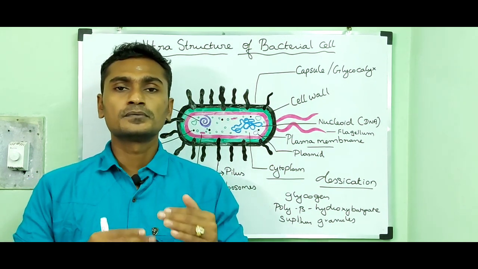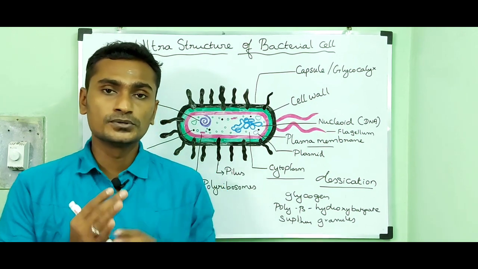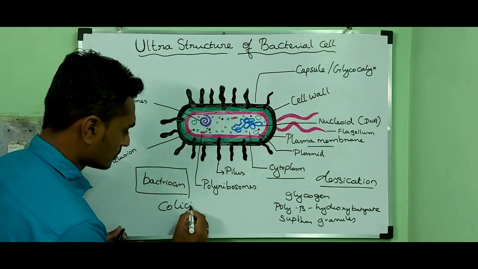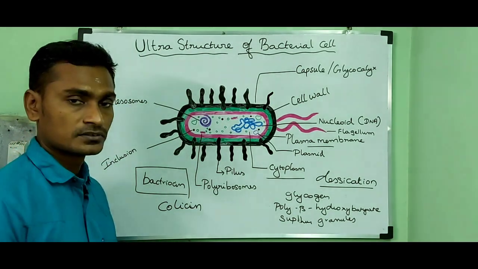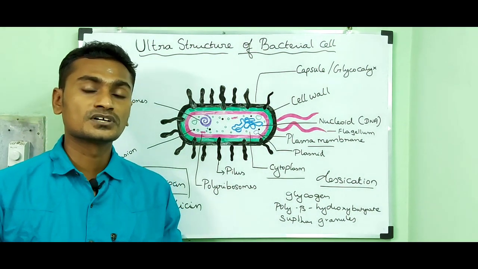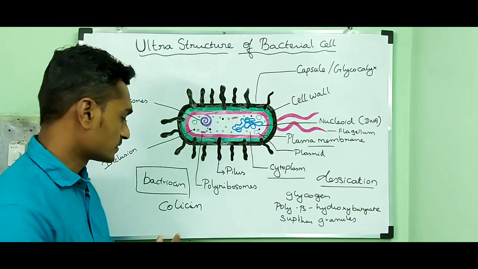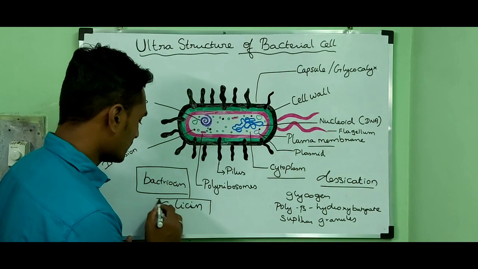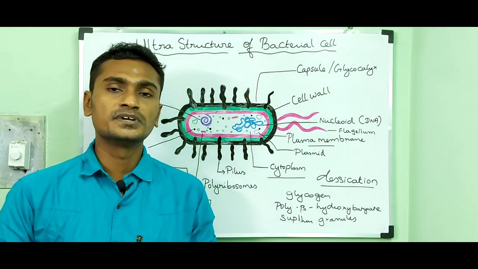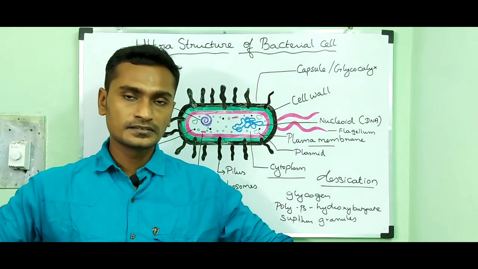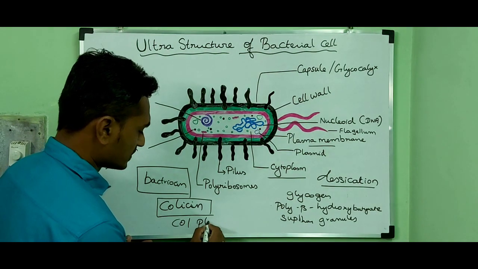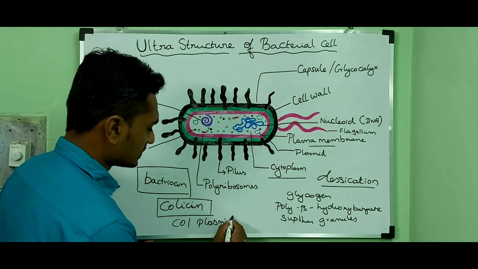Then if the plasmids can produce colicin, it is a protein which can inhibit the growth of related bacteria. So a plasmid which is able to produce colicin protein, which inhibits the growth of related bacteria, is called the Col plasmid.